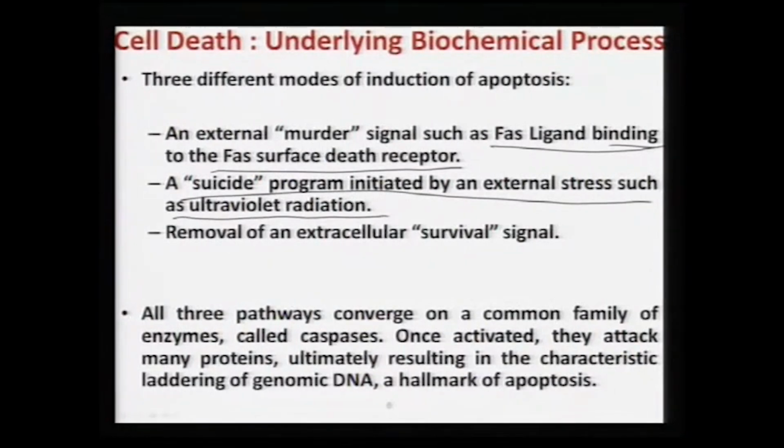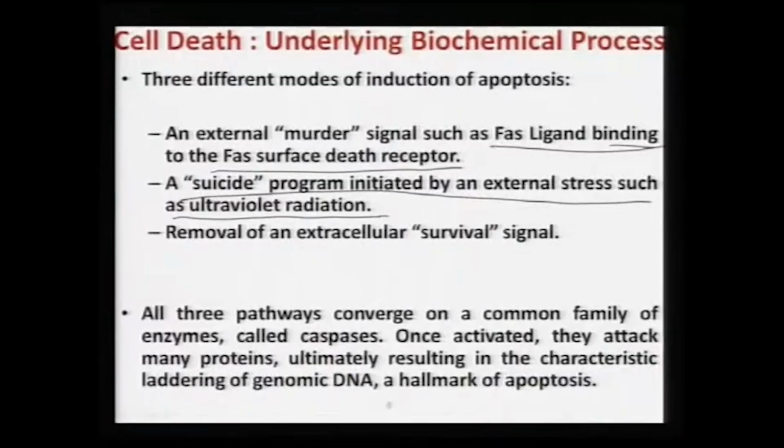For example, if you expose some cells to very ultraviolet radiation, UV radiation, the cells can die. That means the cell apoptosis here is instigated or triggered by the ultraviolet radiation. Removal of extracellular survival signal: either you induce the death signal or you simply remove whatever signals were necessary for the survival of that particular cell. Then also you can induce the apoptosis.